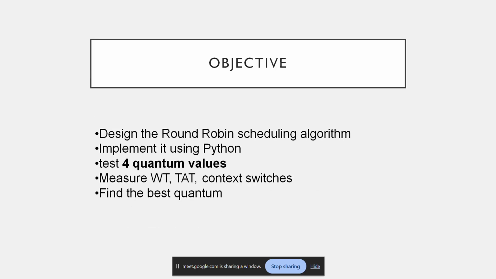Next, objective. The objective of my assignment was not just to explain round robin but also to design and test it. I implemented the algorithm in Python and experimented with four quantum values. I measured waiting time, turnaround time, and the context switches. Then I compared the results to determine which quantum performs the best for the chosen dataset.